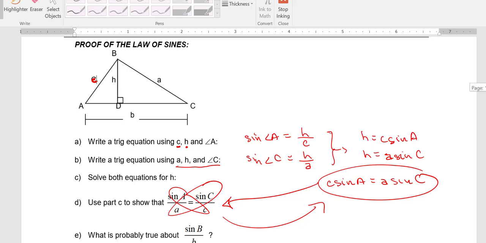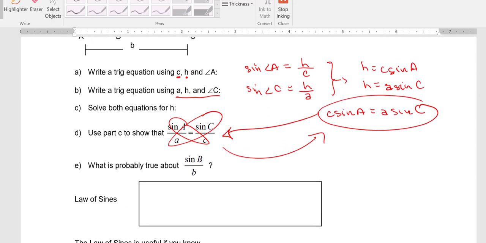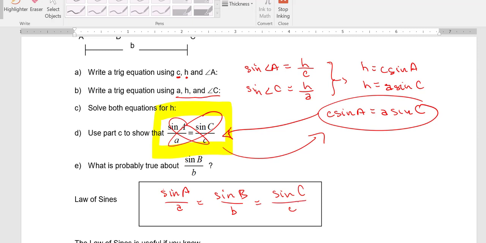Okay, so this is the formula for the law of sine. The law of sine is the sine of A over little a is equal to the sine of B over little b equals the sine of big angle C over little side C. You're only going to use two of these at a time.